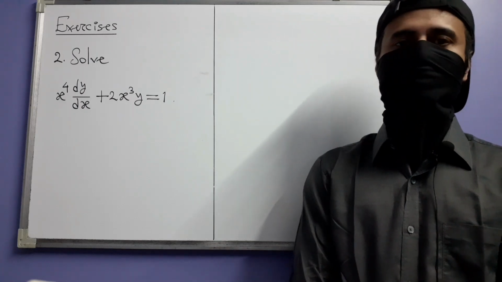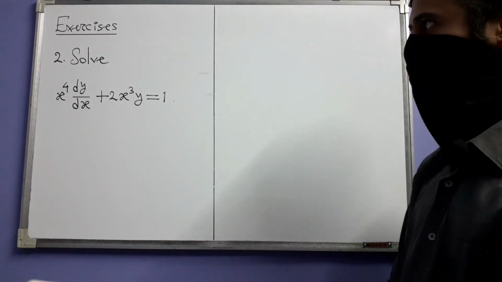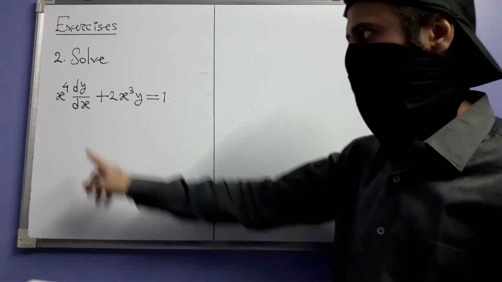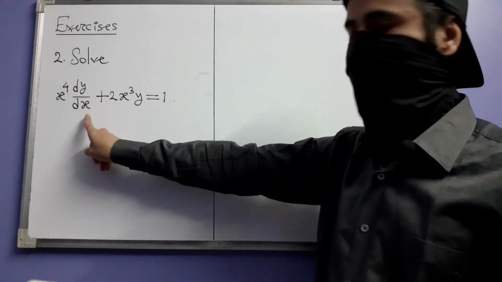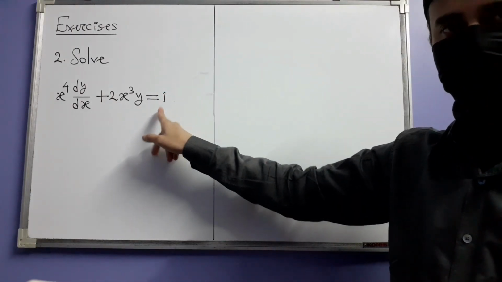Let us next see the exercises on linear and Bernoulli equations. Let's start with the second one. We have to solve this equation: x to the power 4 times dy/dx plus 2x cubed y equals 1.